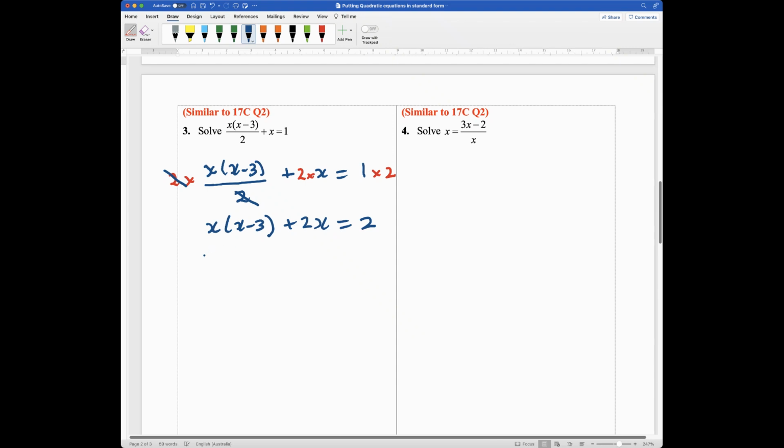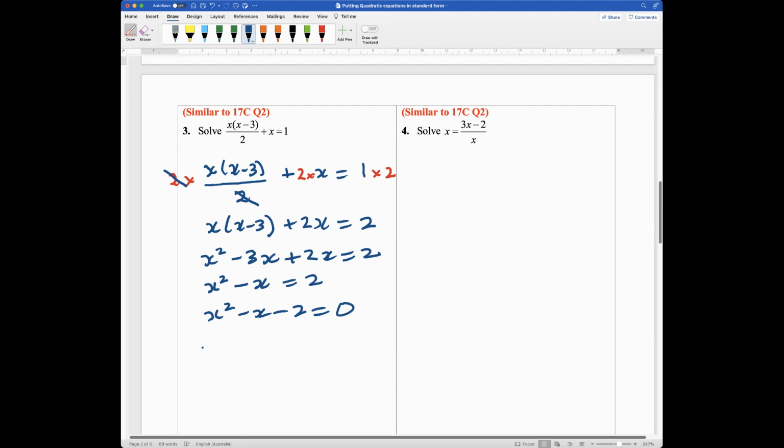We can now expand the brackets. So you're going to get x squared minus 3x plus 2x equals 2. And then that's going to give you x squared minus x is equal to 2. We've got to put it in the correct form, so put everything to one side. Okay, now this is monic.